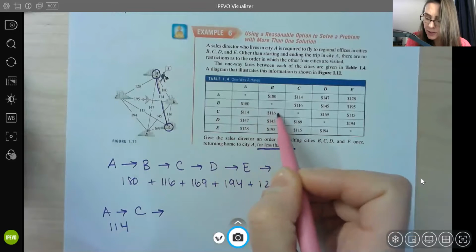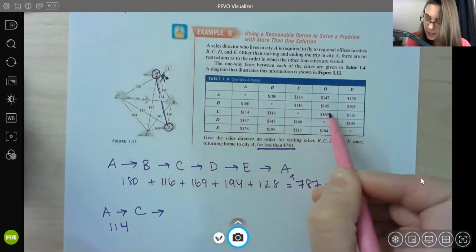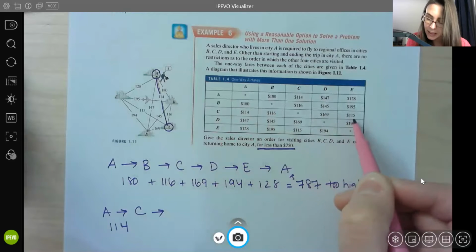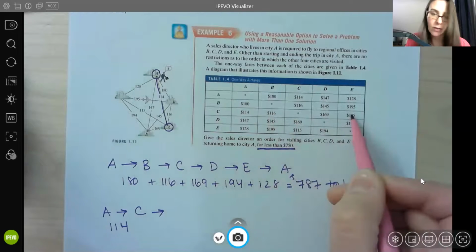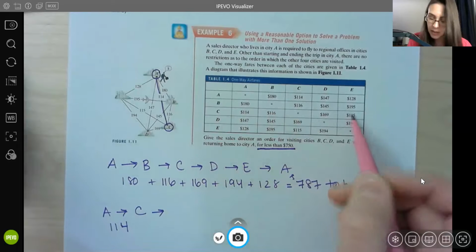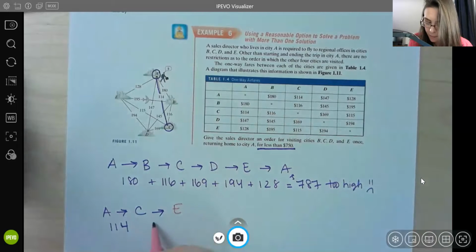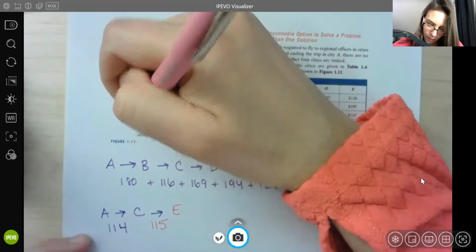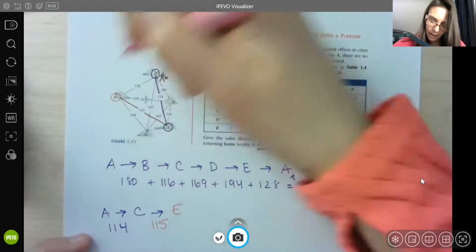I could go to B for 116. I could go to D for 169, or I could go to E for 115. Now, 116 and 115 are very close, but I'm going to go with the cheapest. I'm going to pick the 115. So I'm going to go to city E. Okay. I'm going to go from C over here to city E.